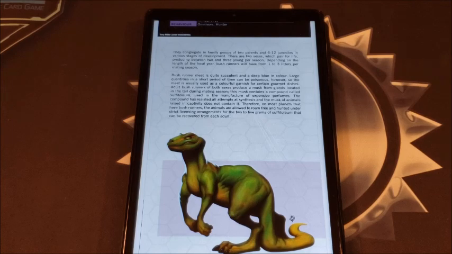Bushrunner meat is quite succulent and a deep blue in color. Large quantities in a short period of time can be poisonous, however, so the meat is usually used as a colorful garnish for certain gourmet dishes.